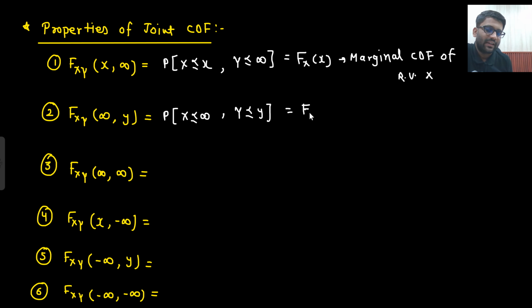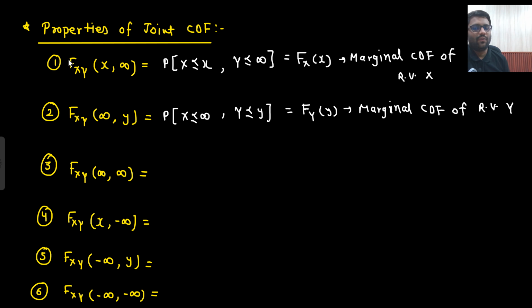So this can be represented as Fy of y, because I know that the probability of y taking a value lesser than or equal to y is known as Fy of y only. So this is known as the marginal CDF of random variable y. Is that clear to you? Very, very important properties. Usually people mug it up, they don't understand it, but we are understanding as well. How did we understand? Because y is not a matter of concern here, only x is; and in the other case x is not a matter of concern, only y is.